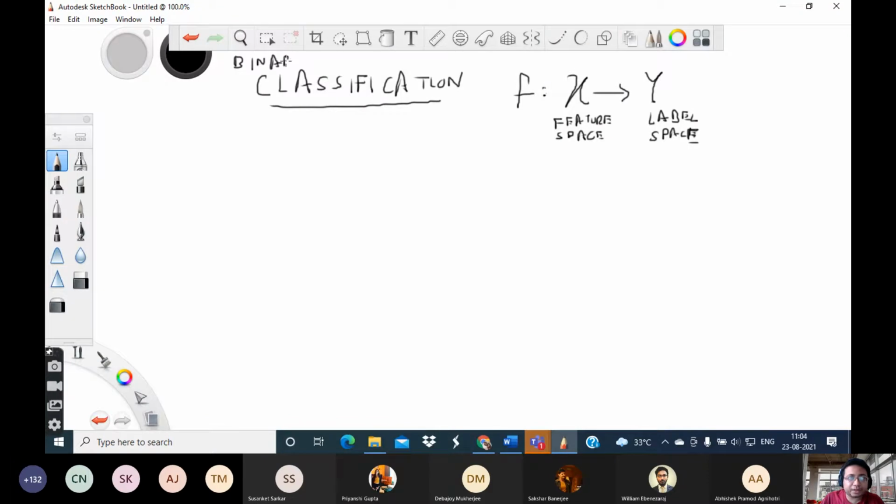Now, what is binary? Binary, of course, means related to two things. We are all familiar with binary numbers. So what is a binary number? A number that can take two values. So similarly, what is binary classification? Binary classification is a classification problem which can take only two values. So what are the values for a classification problem? Obviously, the output of a classification is the class label, that is to say, some element of this label space. So a binary classification will mean that the label space has only two values.